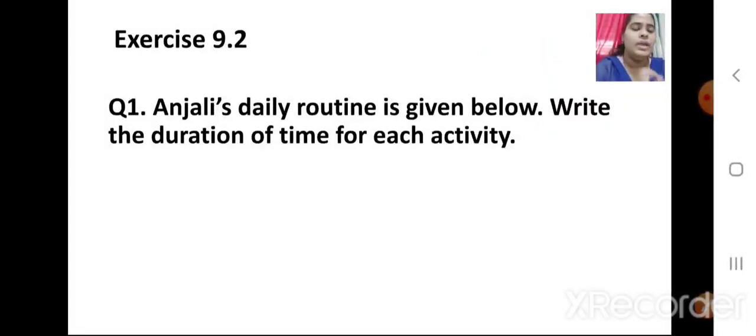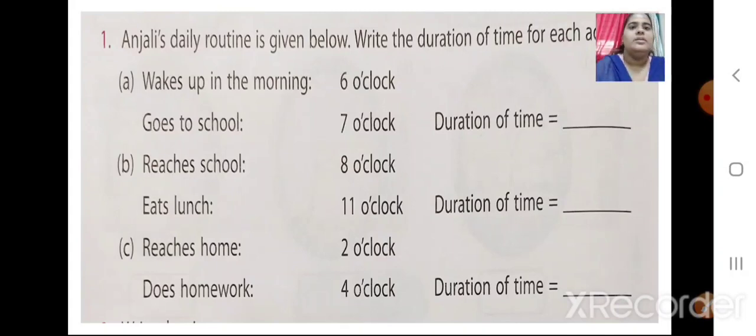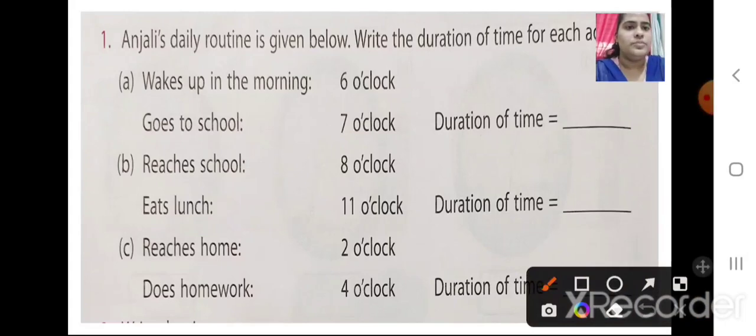So we have to find out the duration of time between each activity that Anjali is doing. First, A1: wakes up in the morning at 6 o'clock. Anjali wakes up at 6 o'clock. She goes to school at 7 o'clock. So what is the duration, children, between 6 to 7? It's only 1 hour, correct? When we need to find duration of time, we can subtract also. 7 o'clock minus 6 o'clock is equal to 1.